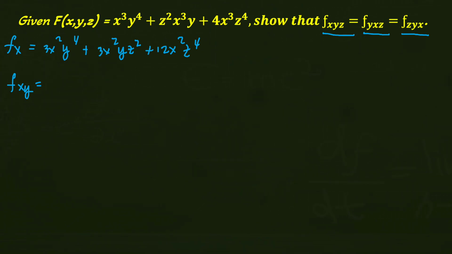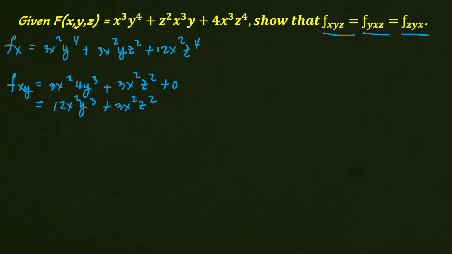And with respect to y, this is equal to 3x squared 4y cubed plus 3x squared z squared plus 0, because in the last term here there is no variable y here. That's why the partial derivative of this last term will become 0 because it is considered as a constant. So simplifying here, this will be equal to 12x squared y cubed plus 3x squared z squared. Okay, so that's the value of f sub xy.